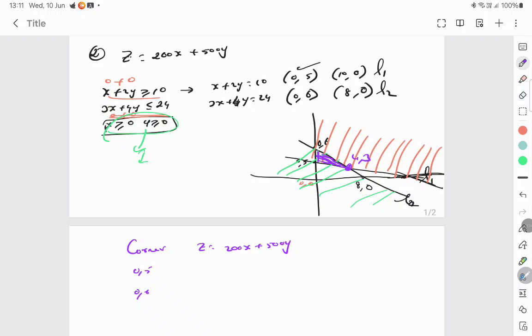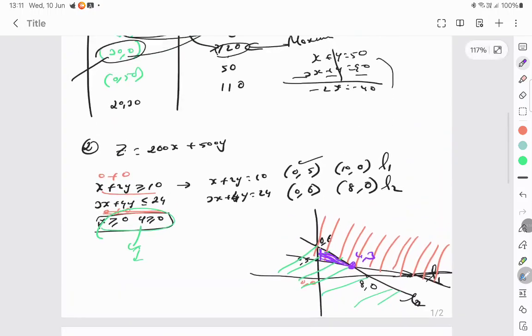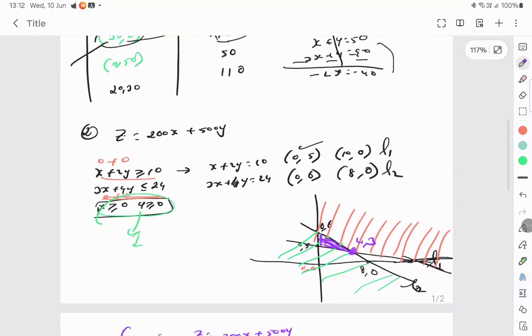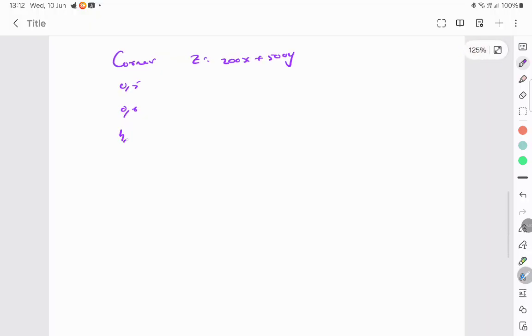Okay, solve them like a linear equation. You get it as 4 comma 3. Then substitute that corner point, 4 comma 3, into the objective function. Just tabulate it. X is 0, y is 5, you get 2500. X is 0, y is 6, you get 3000. X is 4 and y is 3, you get 2300.